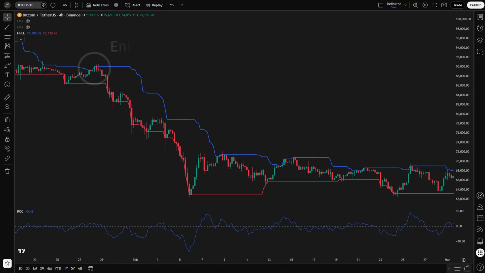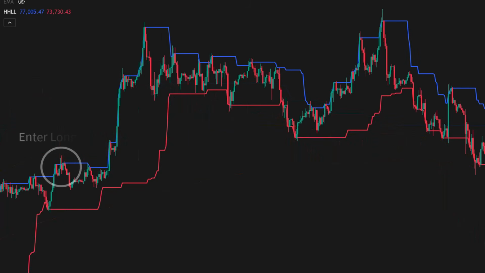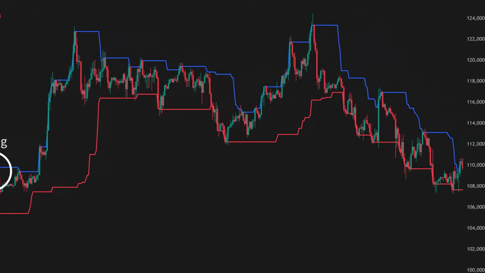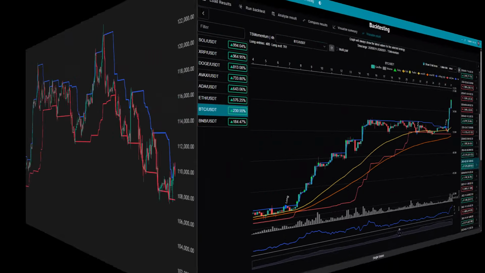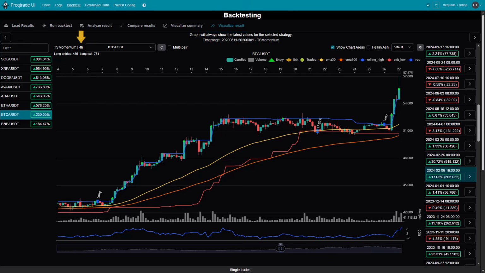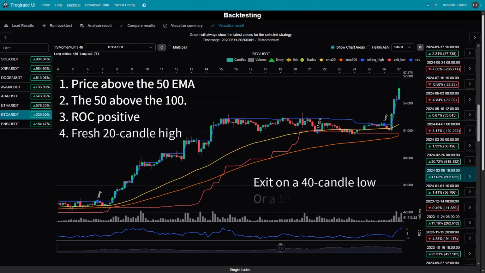Without the EMA stack, you'd be buying breakouts into downtrends. Without the ROC filter, you'd be chasing dead moves. Without the trailing exit, you'd give back every winner you ever caught. Each piece was tested and validated against actual data. So, to put it all together: 4-hour chart, 8 crypto pairs, long only, price above the 50 EMA, the 50 EMA above the 100 EMA, ROC positive, close breaks above the 20-candle high, exit on a 40-candle low or a 10% hard stop, whichever hits first.